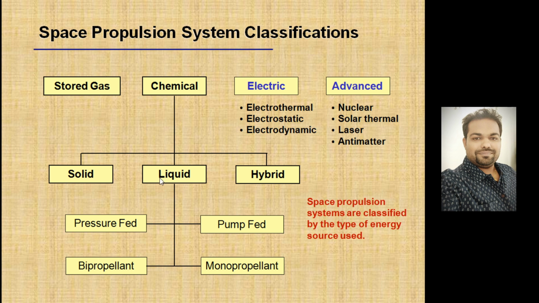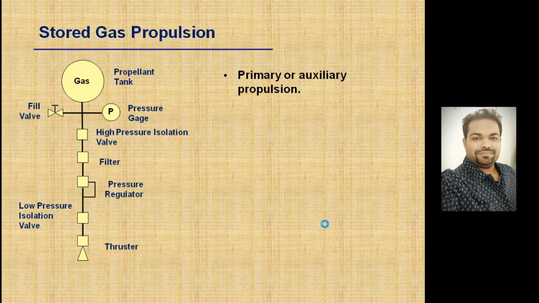When we are using liquid propulsion, that means oxidizer and fuel are both in liquid form. So in order to mix them, we need pressure feed and pump feed systems. Cost wise, liquid rocket motors are slightly costlier compared to solid rocket motors, where fuel and oxidizer are both in solid form. All right. So these are the broad classifications of space propulsion systems.